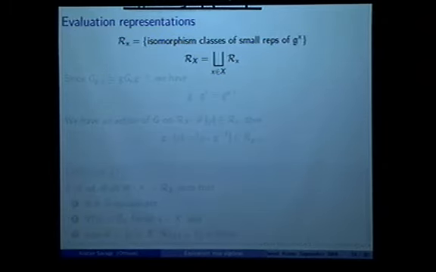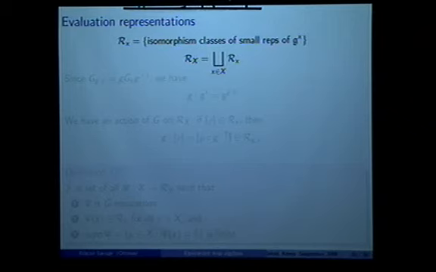Okay, so our first goal now is to parameterize evaluation representations. So we do that in the following way. Right? So at each point x of our variety or our scheme, we can take R of x to be the isomorphism classes of small representations of that fixed point Lie algebra that we think of as living at that point. And then R of big X will be the disjoint union of all of these sets.